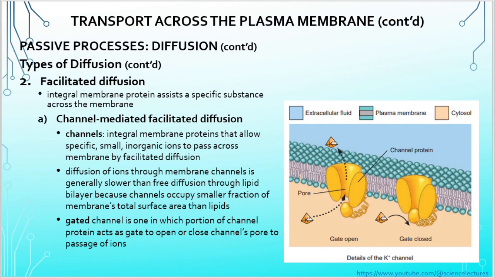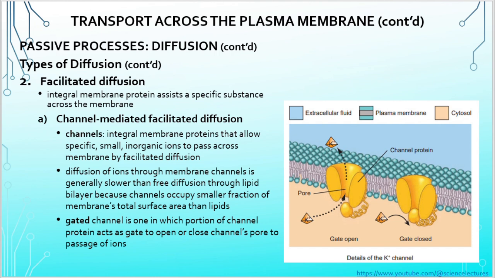The channel is said to be gated when part of the channel protein acts as a plug or a gate that changes shape in one way to open the pore and in another way to close it. An example of such a gated channel is the potassium ion channel shown in the figure on our current slide. Some gated channels randomly alternate between the open and closed positions. Others are regulated by chemical or electrical changes inside and outside the cell.